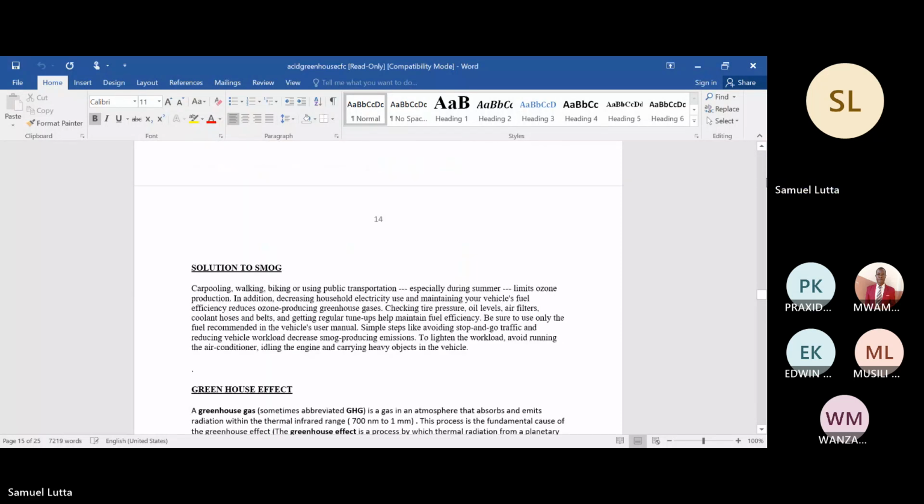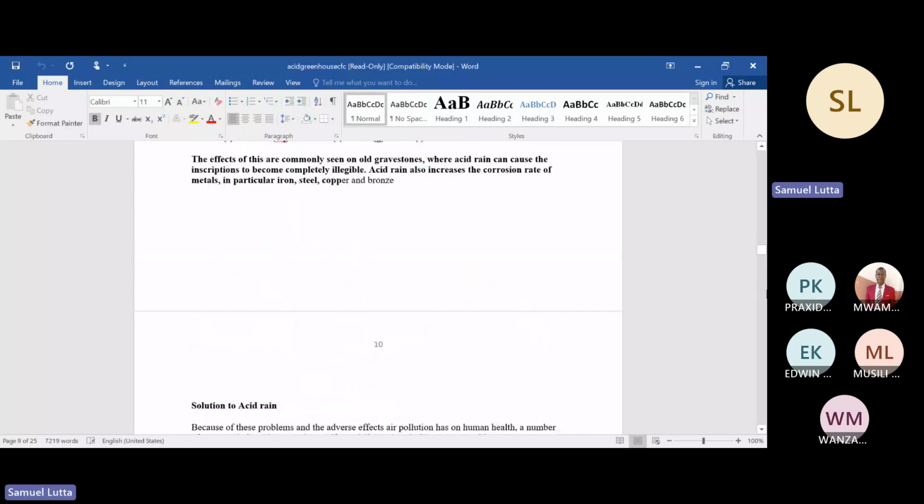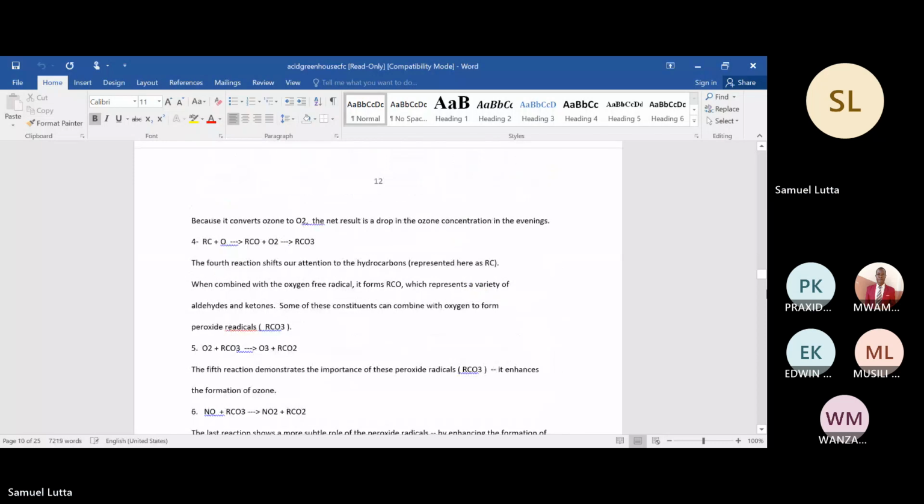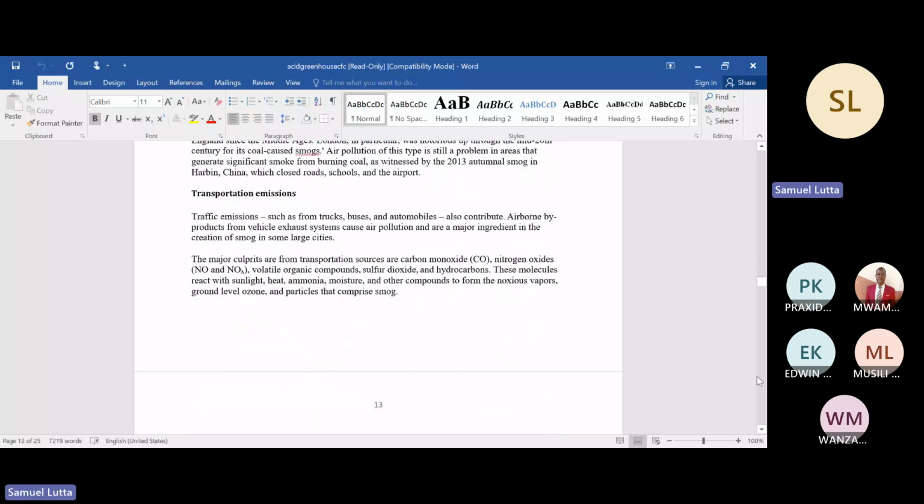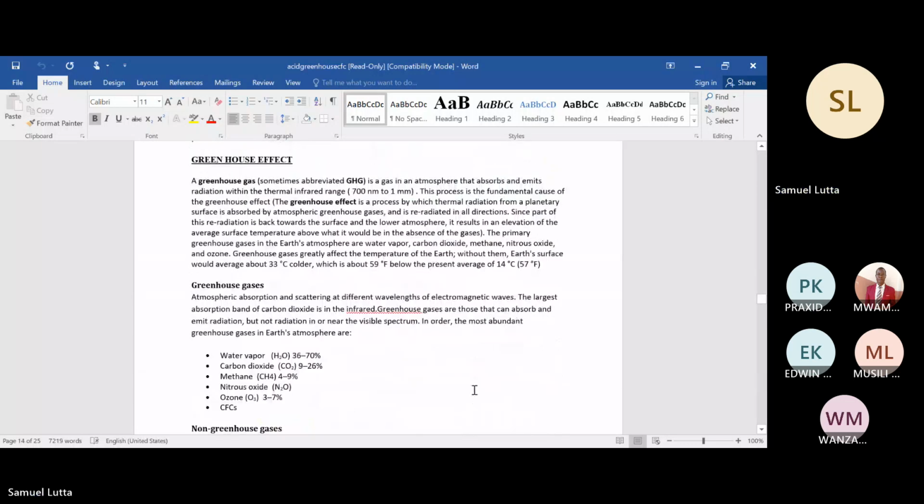notes which talks about acid rain. We had looked at it yesterday. The smoke and whatever. So I think there is something here which talks about the greenhouse effect and the gases, what it is, greenhouse gas. So these are the gases that absorb and emit radiation within the thermal infrared range. And the effect of this is just to cause the increase in temperature of the atmosphere.